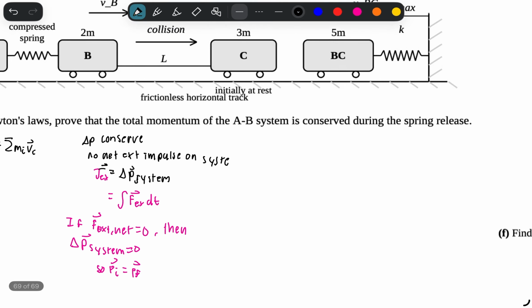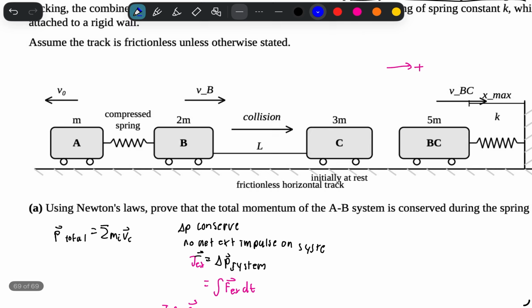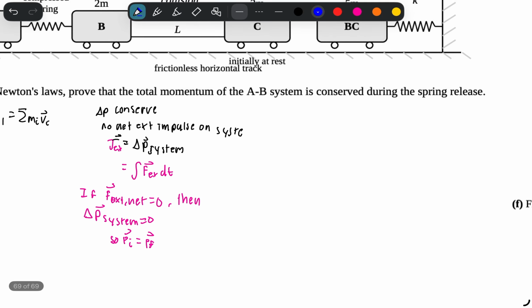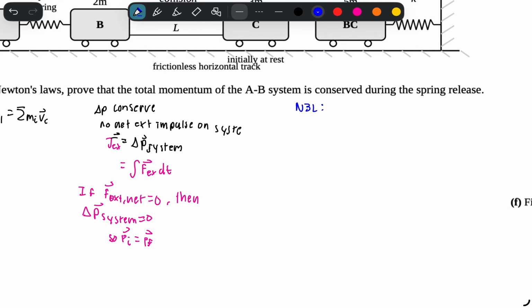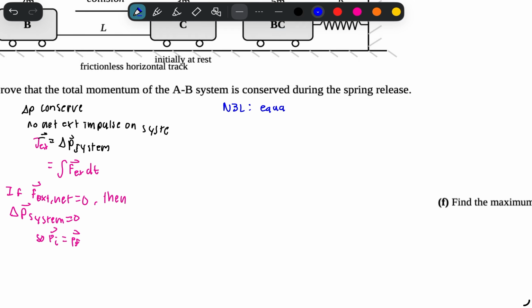We know that for our forces, let's represent the force of the spring on cart A as F the spring on A, and then F the spring on B is going to be the force of the spring on cart B. So then if we use Newton's third law, we know that these forces are going to be equal in magnitude, and then they're going to be opposite in their direction, which means that the force of the spring on A is equal to the negative force of the spring on B.